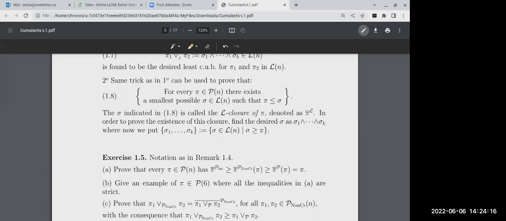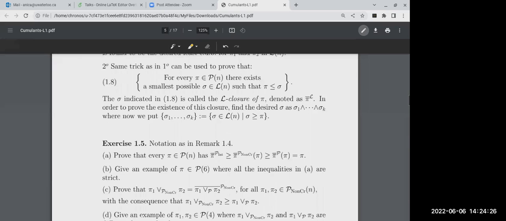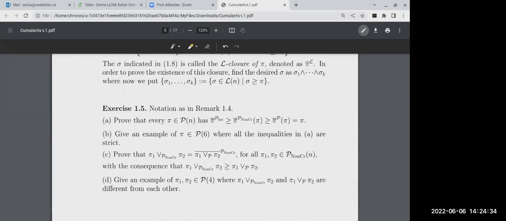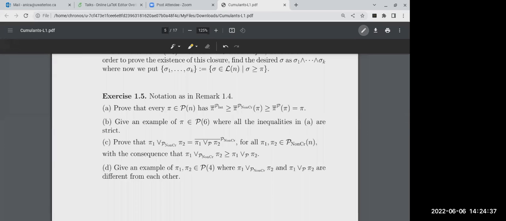This is the same argument, where this time you take the collection of sigma i's which are greater than or equal to your pi and take the wedge of them. Okay. So because this is a course exercise, it's a trivial exercise, I mean, almost trivial. It makes some obvious but easy remarks, good for taking this in.